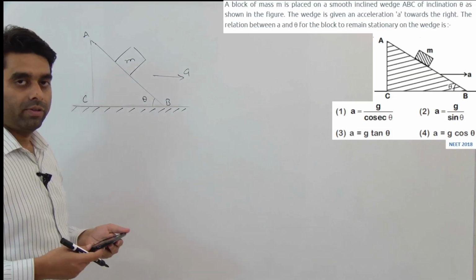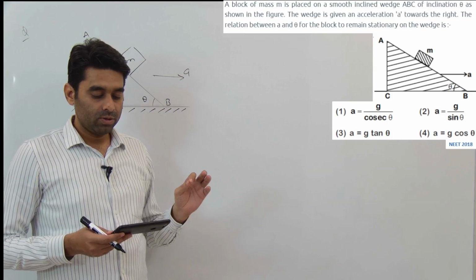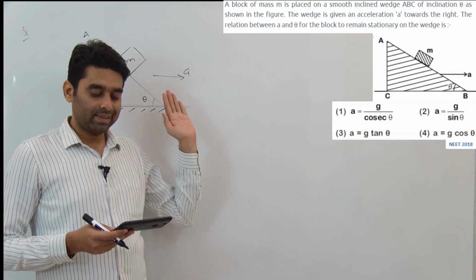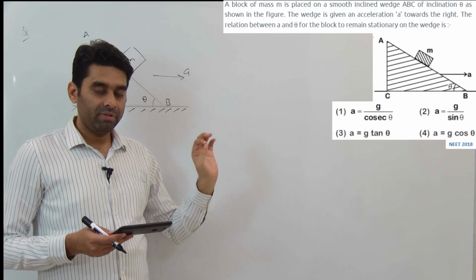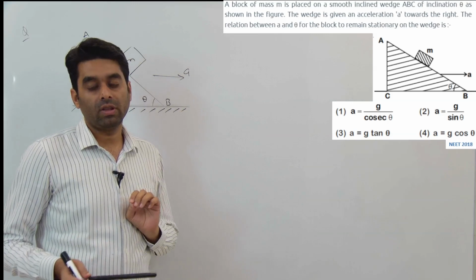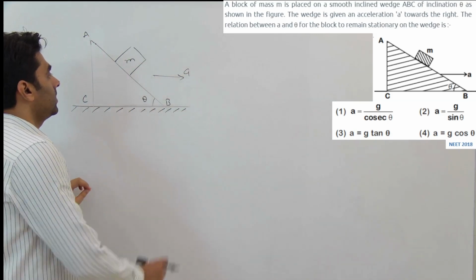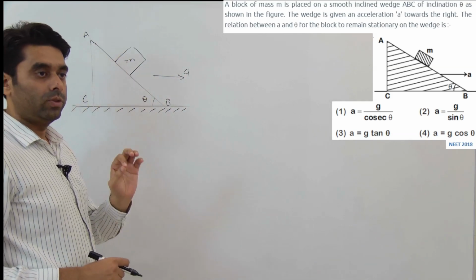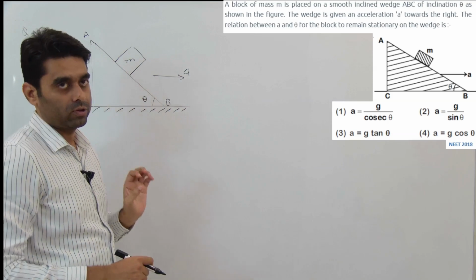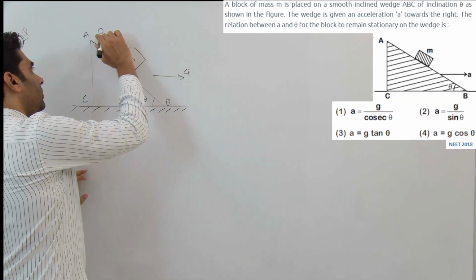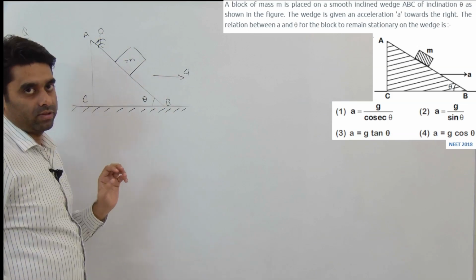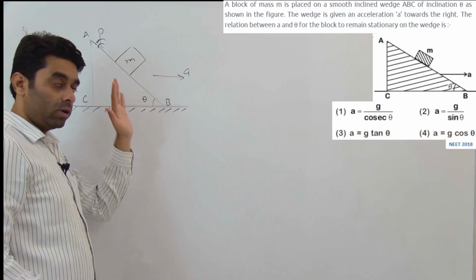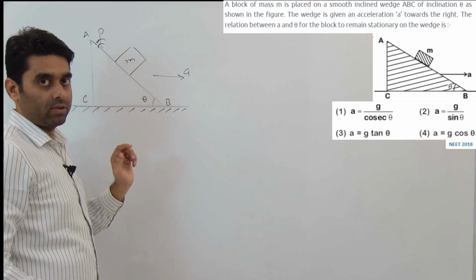Next question. A block of mass m is placed on a smooth inclined wedge ABC of inclination theta as shown in figure. The wedge is given an acceleration a towards the right. The relation between a and theta for the block to remain stationary on the wedge. Let us see. They are asking us the relation between a and theta such that this block remains stationary on the wedge. Now this question we will do with the concept of pseudo force. How? Let's say that we observe the block with respect to the wedge itself. That means the observer is on the wedge and he is looking at the block. Because it is stationary with respect to the wedge, acceleration is 0.